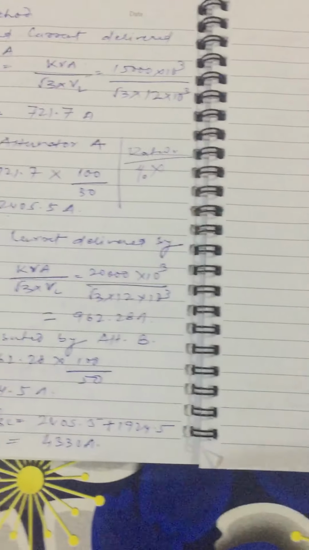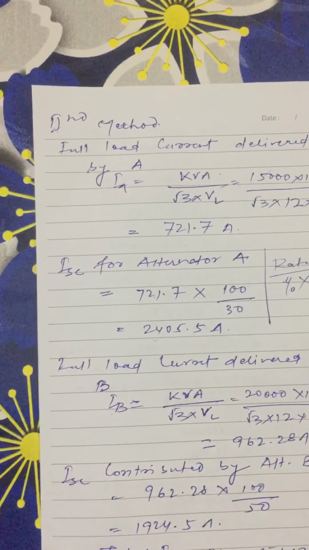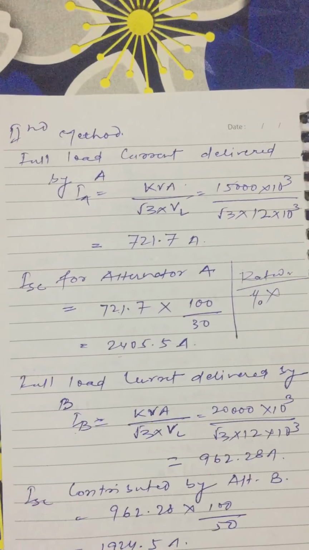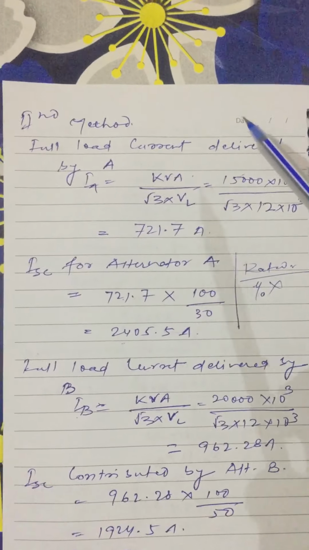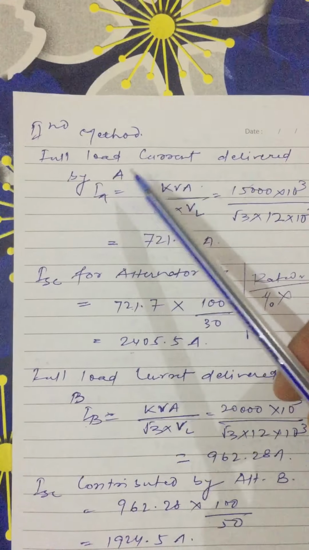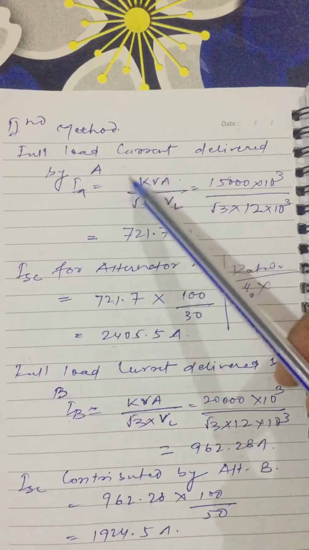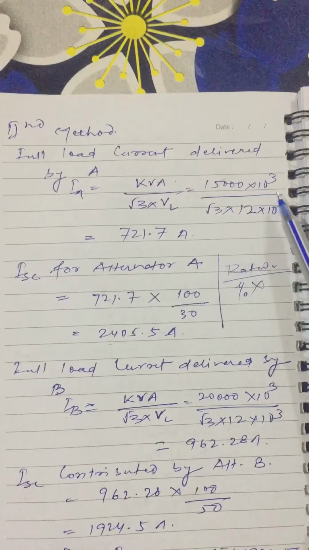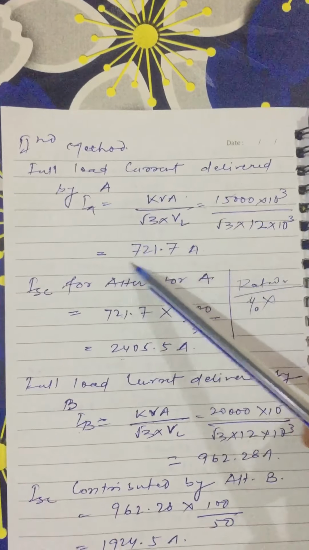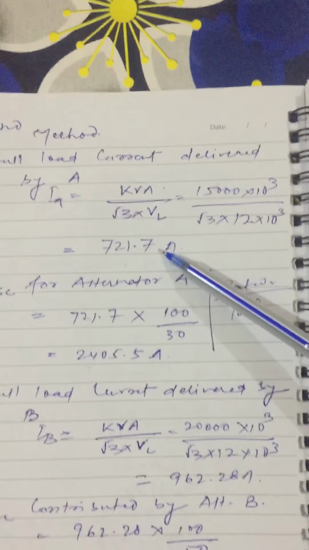Now we will find the separate full load current for alternator A and alternator B. For alternator A we have the kVA given. The full load current delivered by A will be kVA divided by root 3 VL. So since the rated kVA is 15,000 into 10 to the power 3 divided by root 3 VL, it will come as 721.7 ampere.